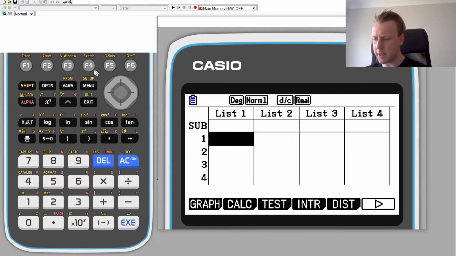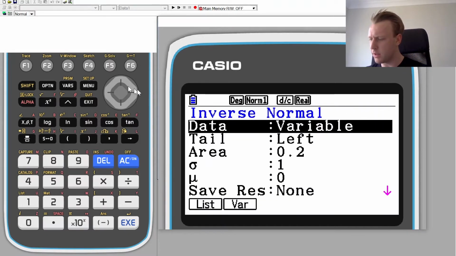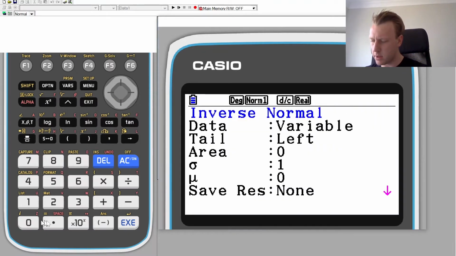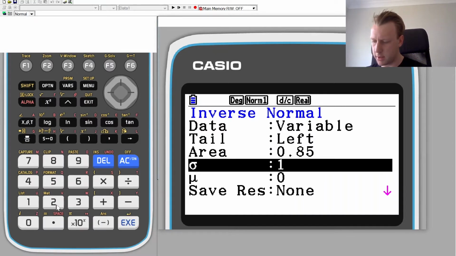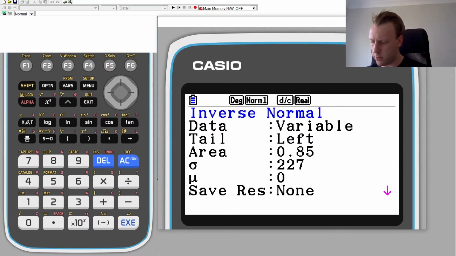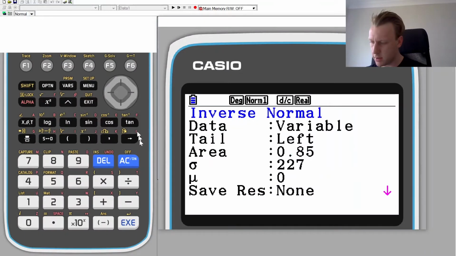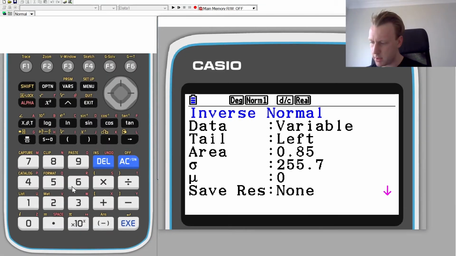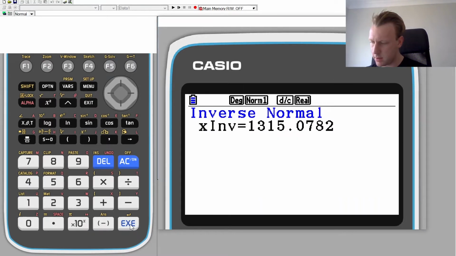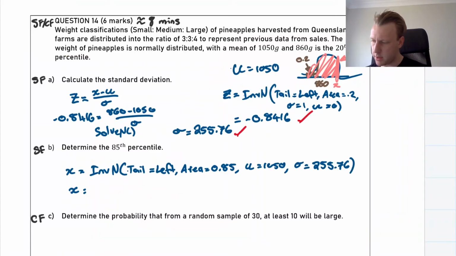So again, there's a couple of functions that you just need to be comfortable going to and from with in your calculator. There's not many of them, but once you've got them down, you can navigate around really nicely. 255.76, 1050. Okay, so 1315.08.